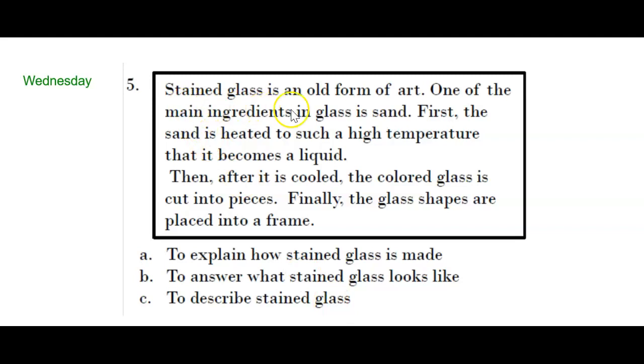Stained glass is an old form of art. One of the main ingredients in glass is sand. First, the sand is heated to such a high temperature that it becomes a liquid. Then, after it is cooled, the colored glass is cut into pieces. Finally, the glass shapes are placed into a frame.